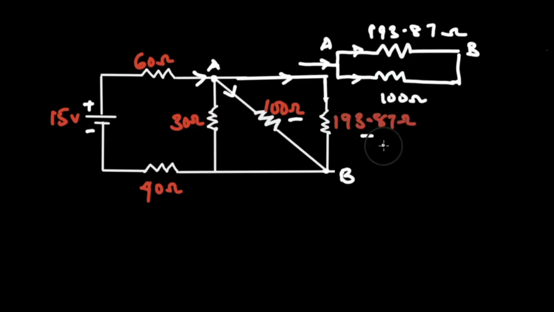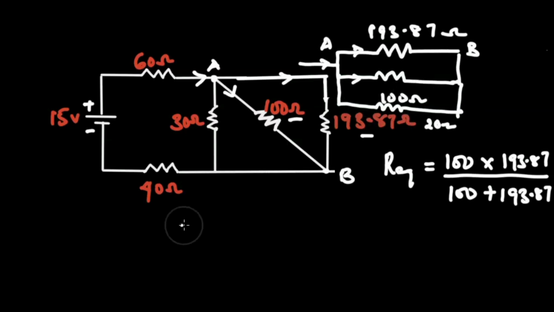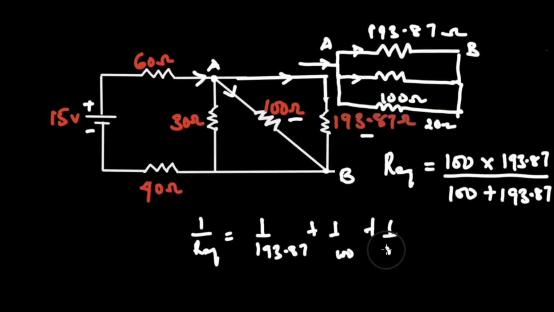So how do I solve for the equivalent resistance? R equivalent will be 100 multiplied by 193.87 divided by 100 plus 193.87. If I have three resistors in parallel, this is just an assumption, let's assume that this is 20 ohms, to solve the equivalent resistance of these three resistors, we're going to go with this approach: 1 over R equivalent equals 1 over R1, 193.87, plus 1 over R2, 100, plus 1 over R3, which is 20. So this is how we do that when we have three resistors. But when we have two, this is a much faster way to solve it. Alright, so that's just by the way.